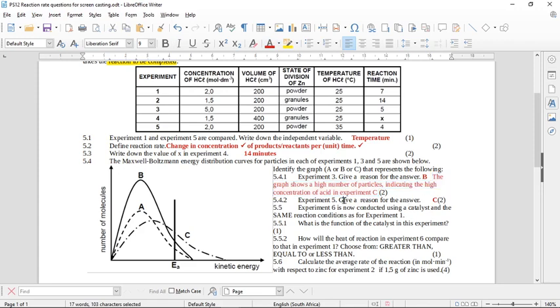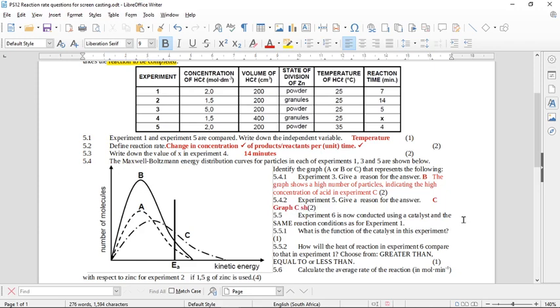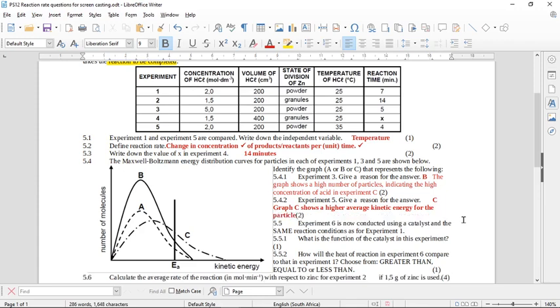Okay, experiment 5. Experiment 5 is the high temperature one, graph C. Okay, graph C shows a higher average kinetic energy for the particles. The peak of the graph is at a higher temperature.